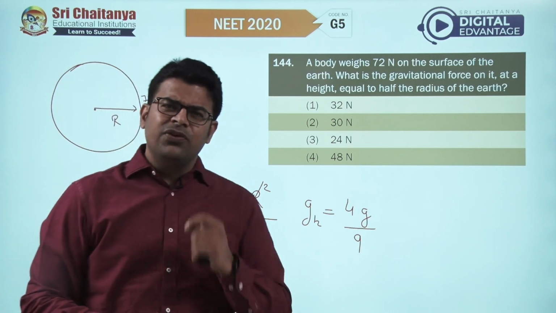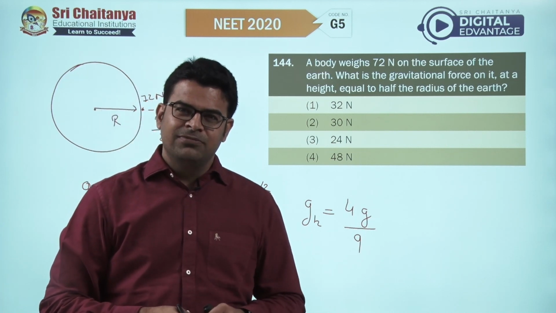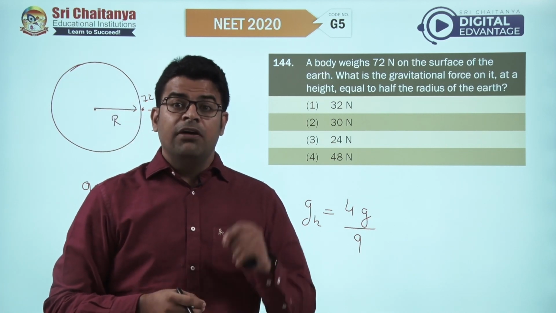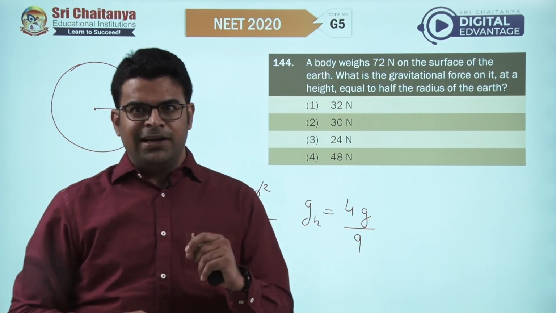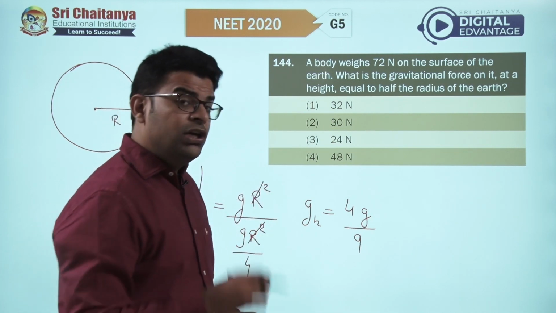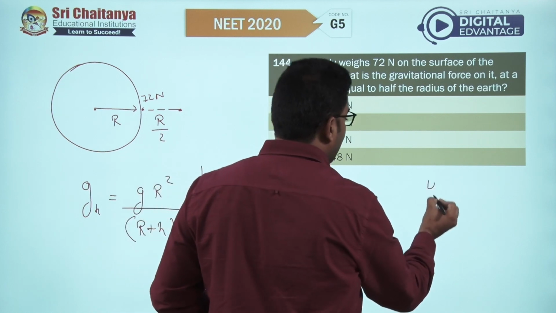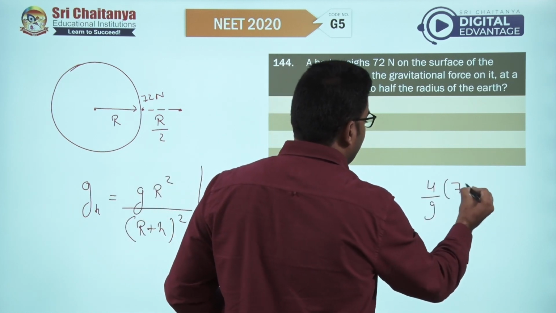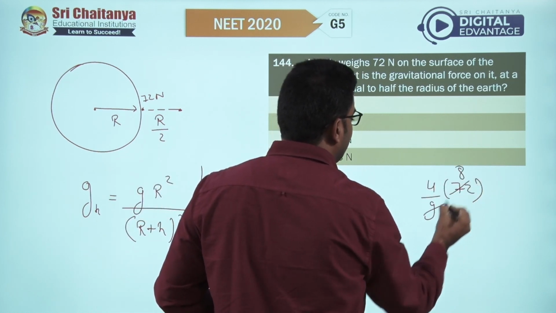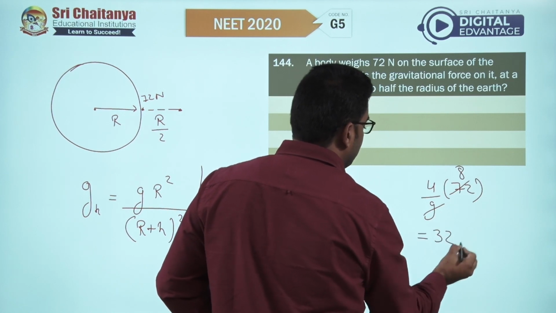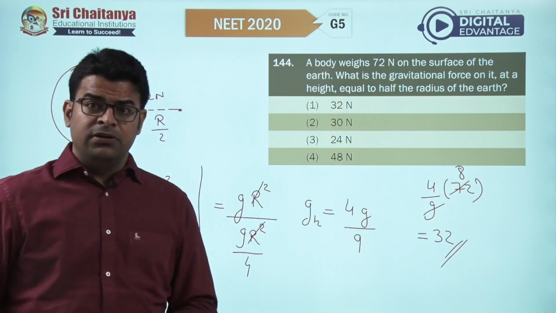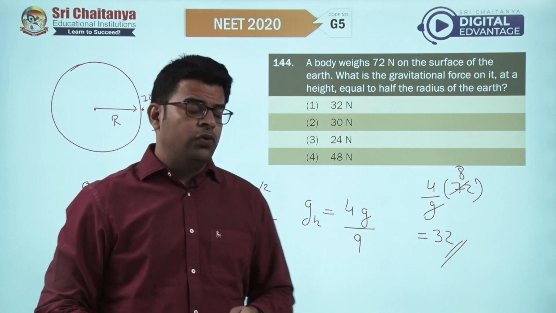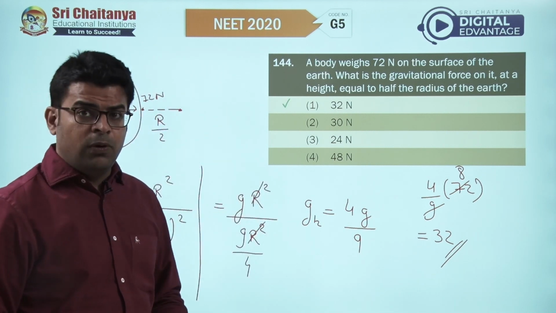If the acceleration due to gravity becomes 4 by 9 times, how many times will the weight become? If the acceleration due to gravity becomes 4 by 9 times, the weight will also become 4 by 9 times. So, the correct answer has to be 4 by 9 times of 72, and 4 by 9 times of 72 is nothing but 32. So, the new weight of this body at a height r by 2 will be 32 Newton, which is nothing but option number 1.